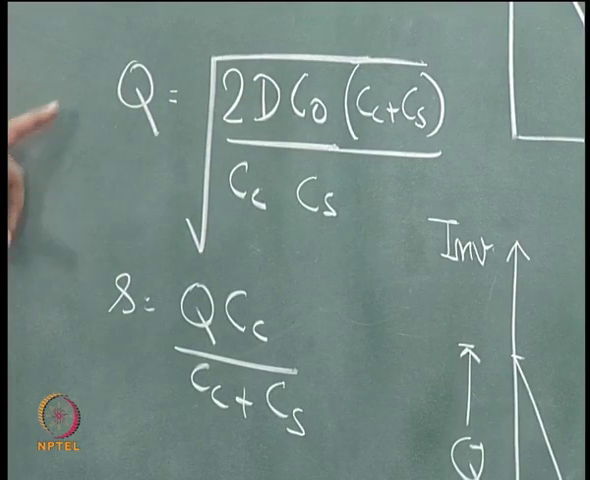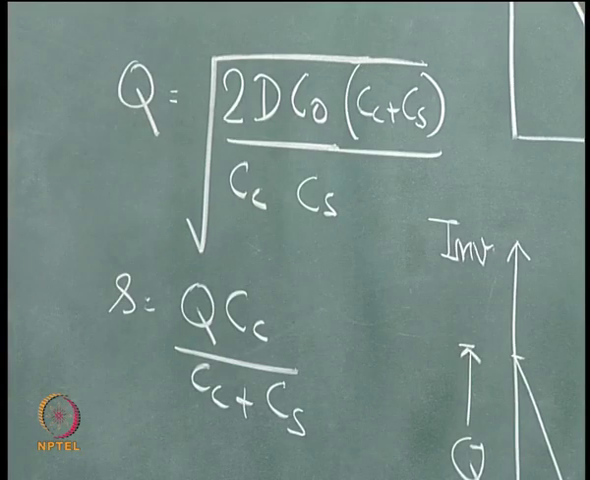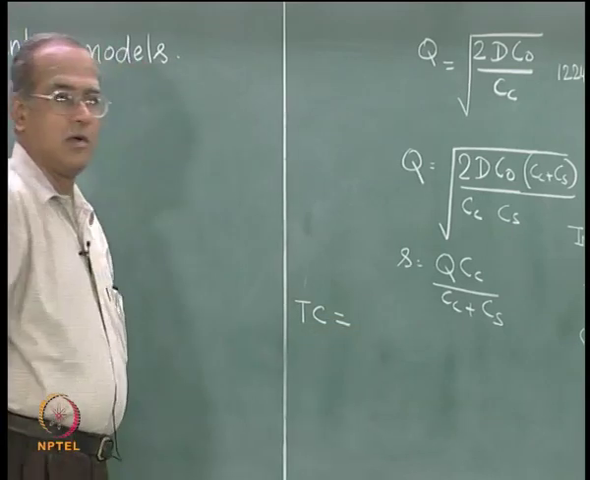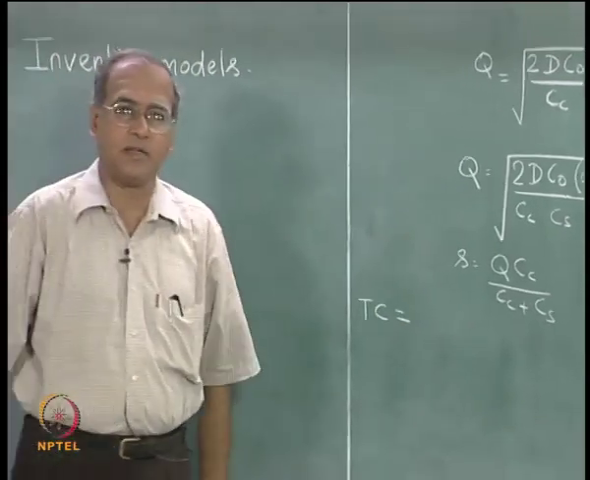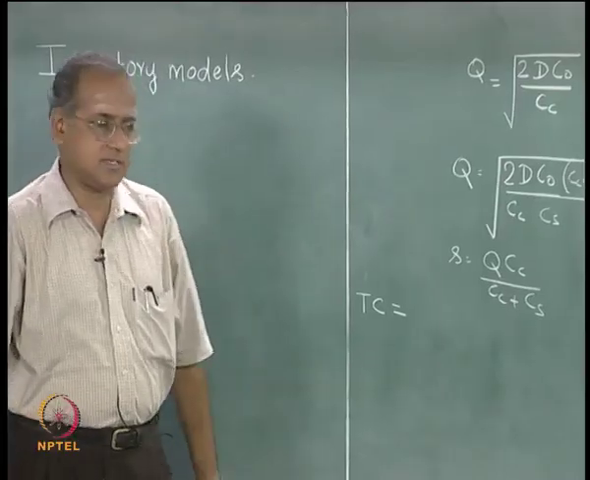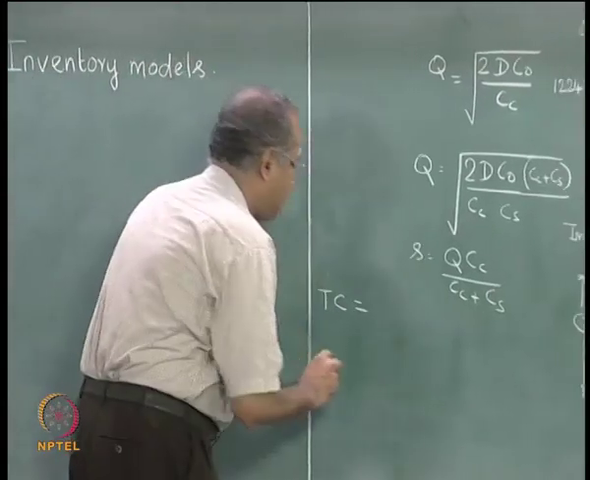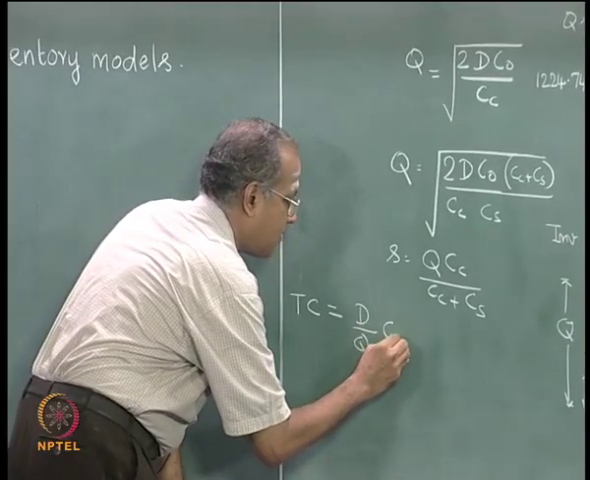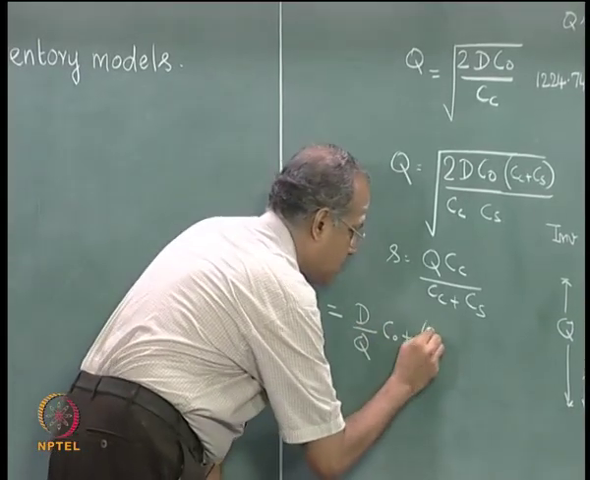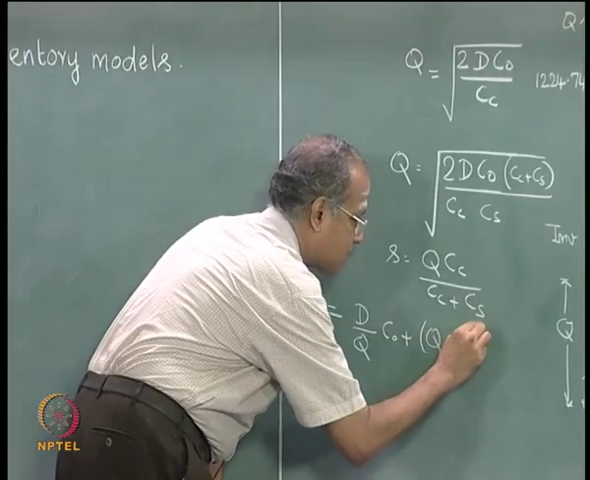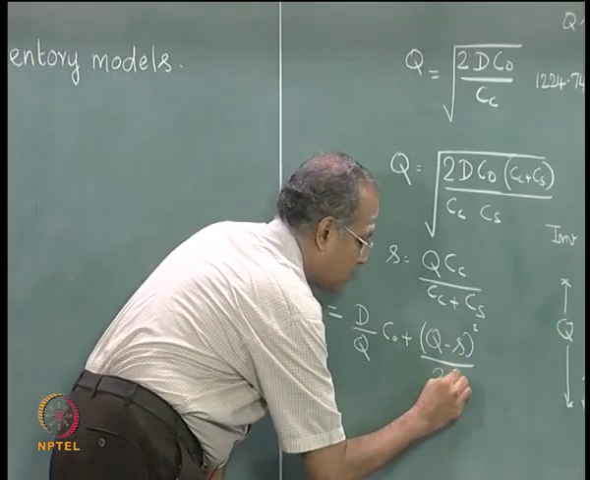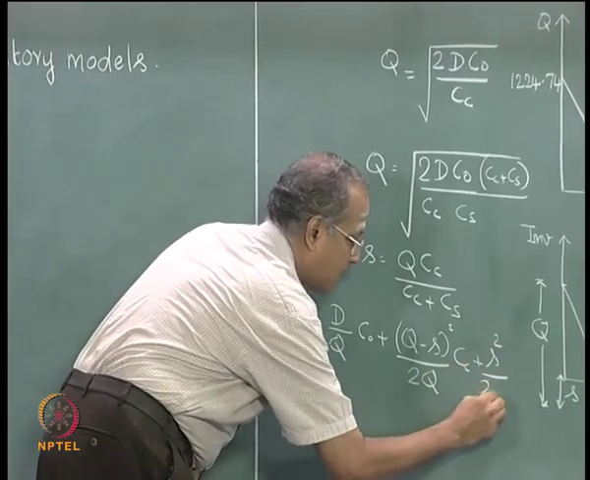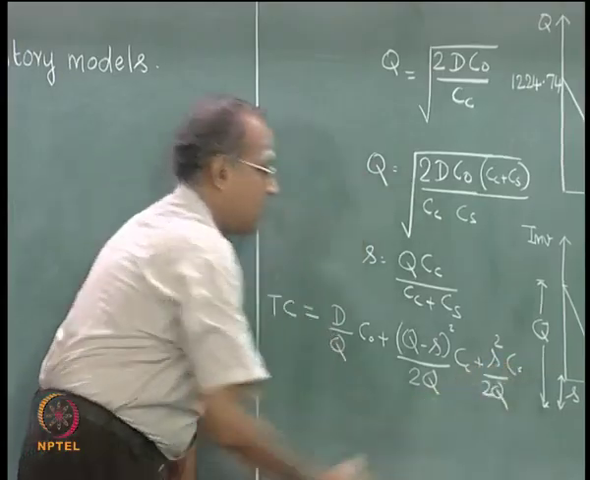So Cc and Cs will have the same unit, so that we can add them. The expression from which we derived these two is given by total cost is equal to ordering cost plus inventory carrying cost plus back order cost, and this was simplified to D by Q into C naught plus Q minus S the whole square by 2Q into Cc plus S square by 2Q into Cs.